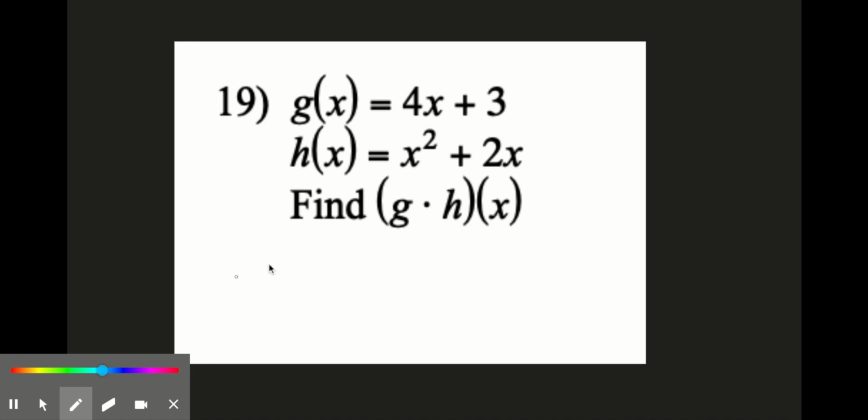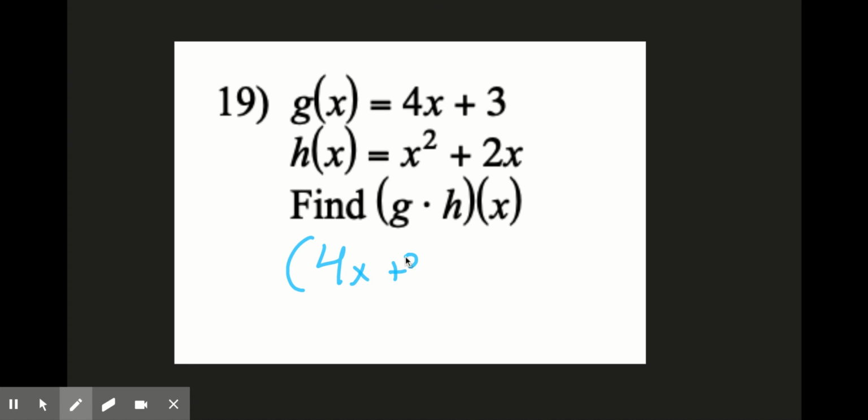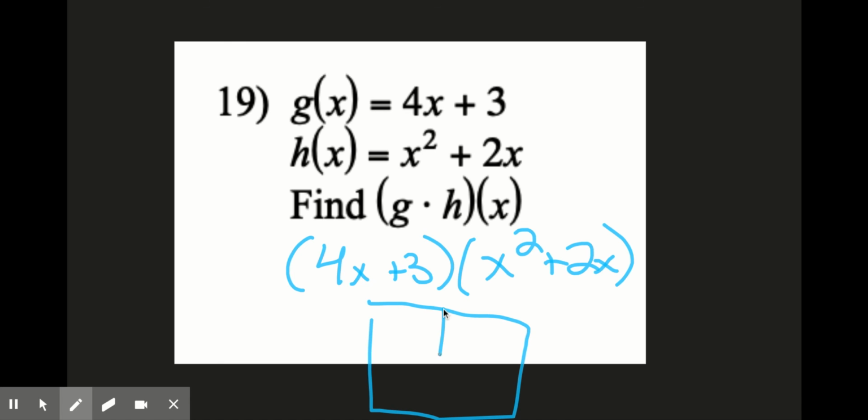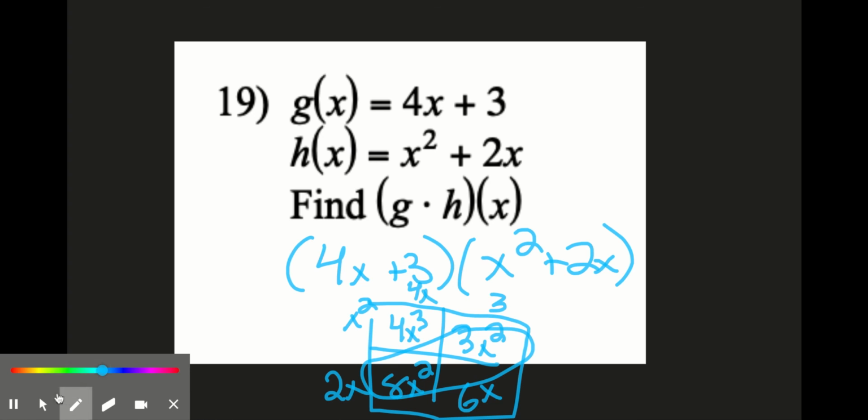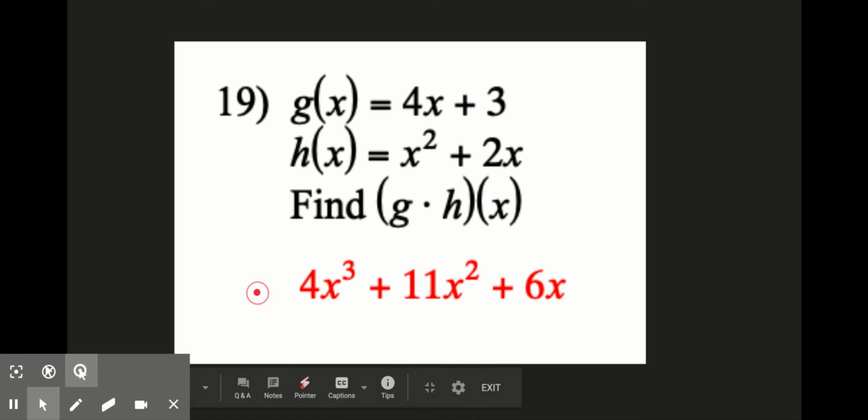Multiplying. This is where old skills pop up again. You want me to take g and multiply it by h? I wonder if I should use the table method. Yes, you should. 4x, 3, x squared, 2x. Okay, this becomes 4x cubed. This becomes 3x squared. This becomes 8x squared. This becomes 6x. Combine my like terms, and that's how I'll get this.